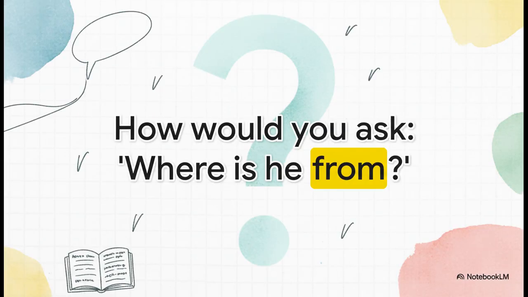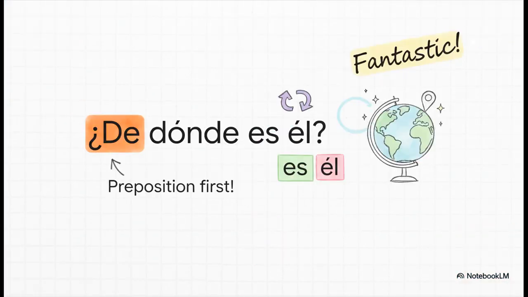All right, last question. And this one is the boss level. It combines everything we've talked about. Where is he from? Now think carefully about that little word at the very end, from. And the correct answer is ¿De dónde es él? Let's break that down. That preposition from, which is de, can't be at the end, so it moves right to the front, giving us de dónde. Then we just do our simple verb subject flip, es él.